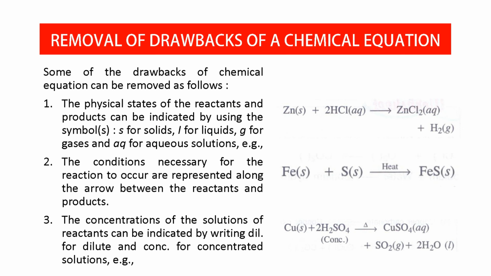So here the H2SO4 is conc, then we heat, and what will form? Copper sulfate aqueous solution, sulfur dioxide gas, meaning sulfur dioxide will be in the form of gas, then water, so water will be in the liquid state. So by the symbols we can understand whether the solution is dilute or concentrated, the physical state of the reactant and product, and the condition necessary to complete the reaction.